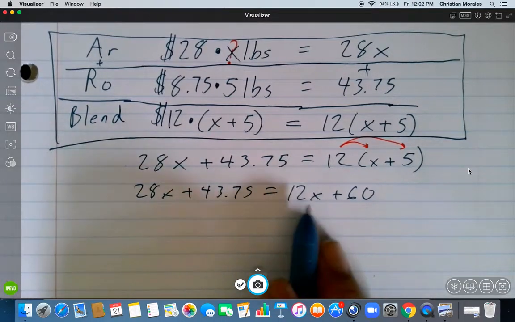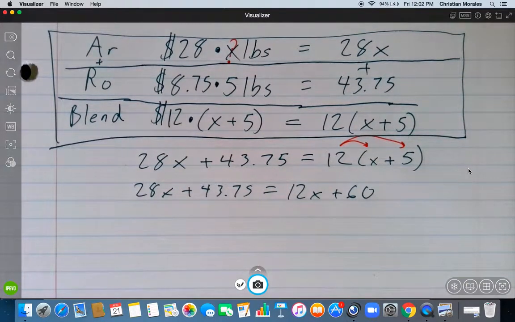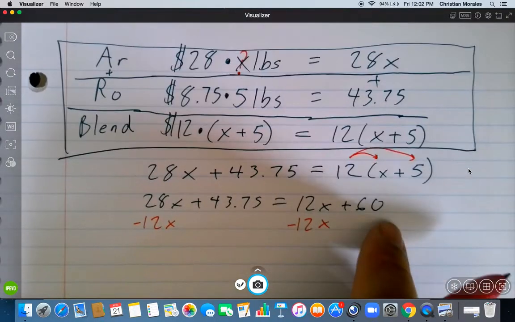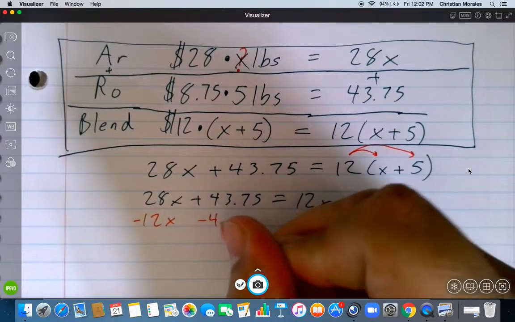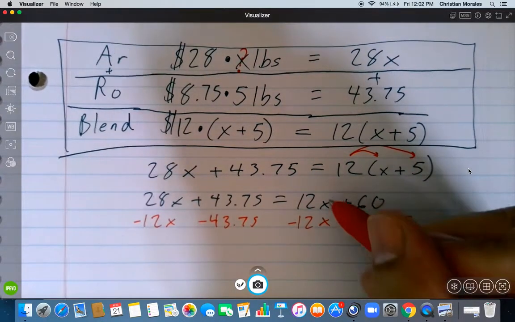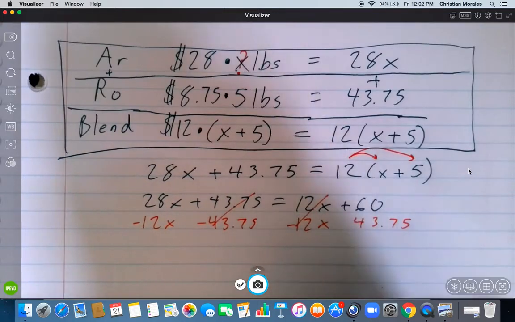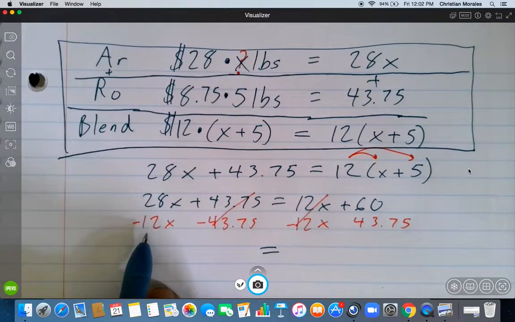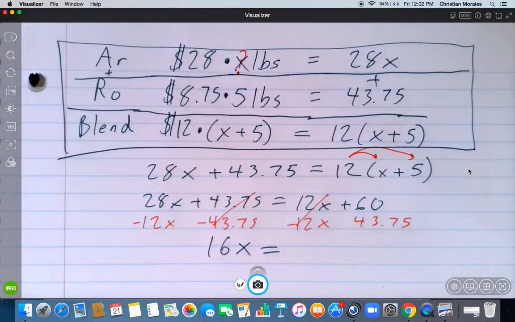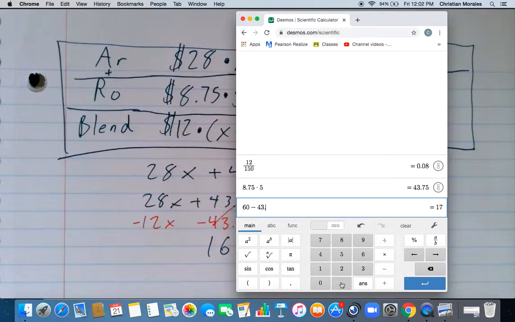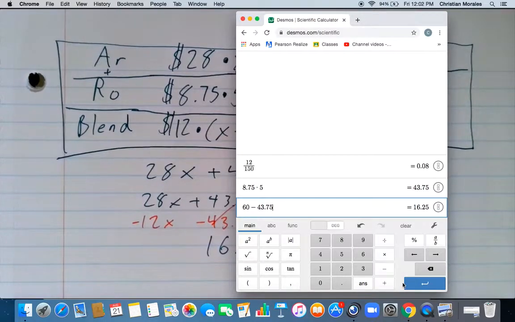I have X's on both sides. So I'm going to move this 12X over here, and I want to move that over there, because I want the X's by themselves. I'm going to move 43.75 over here. And then I use my calculator, because I know this will cancel out and this will cancel out, and I'm just left with two numbers on both sides. So 28X minus 12X is 16X. And then my calculator: 60 minus 43.75 is 16.25.